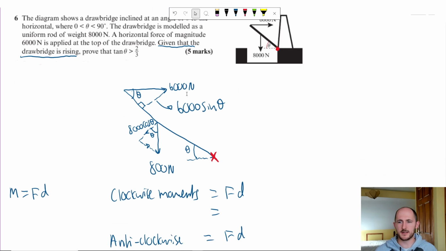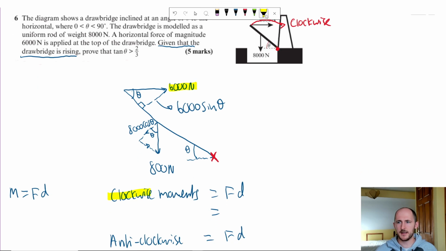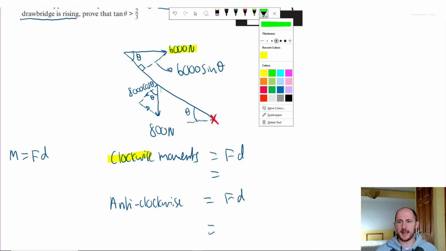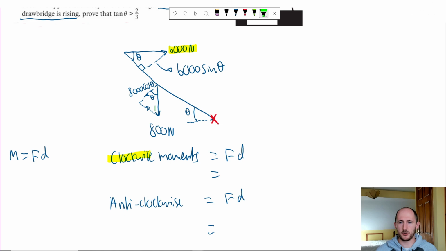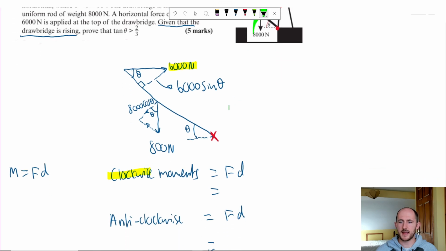So the 6,000 Newton force gives a clockwise moment. Another way to look at it is on the diagram: if this force here is pulling it up, the drawbridge is going to move like this, which is clockwise. So whichever way you need to do it, you need to imagine it. Either have your pen, put it on the paper and move it to see if it moves clockwise or anti-clockwise from your perspective. Likewise, with the 8,000 newtons, what's it going to do? Well, it's going to push this rod down, right? So in other words, it will move that way. It will move anti-clockwise.